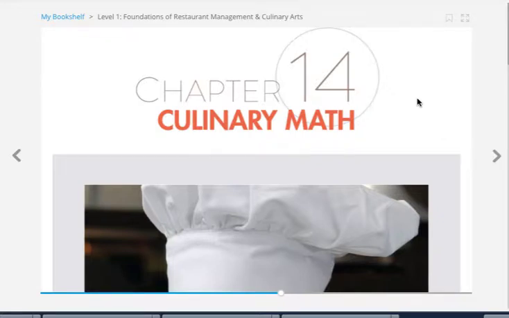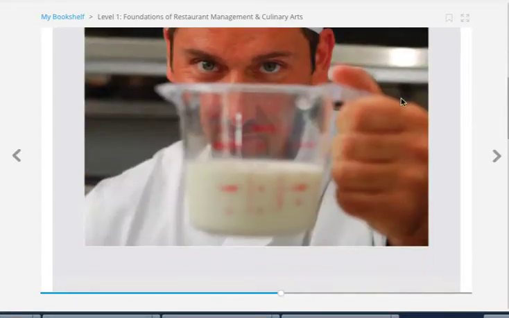Alright, so welcome to chapter 14. This is a pretty important chapter because if you are operating a restaurant and you cannot do your basic culinary math, then your restaurant will fail because you need to make a profit. In order to figure out a profit, you need to figure out what your edible portion is, what your as purchase portion is, what your cost per serving is, all that good stuff. And the way we do that is by using some basic math.